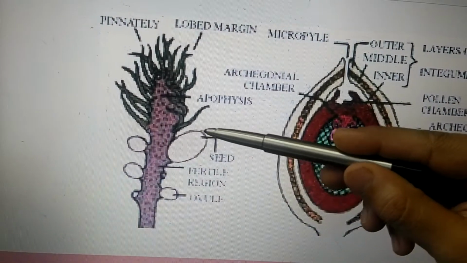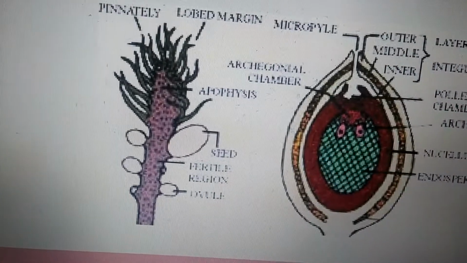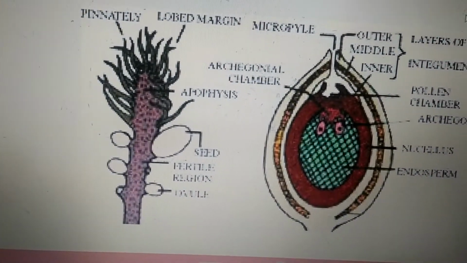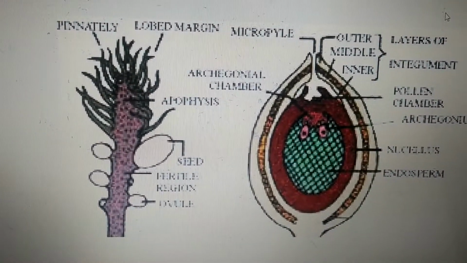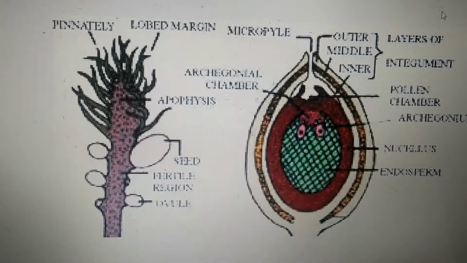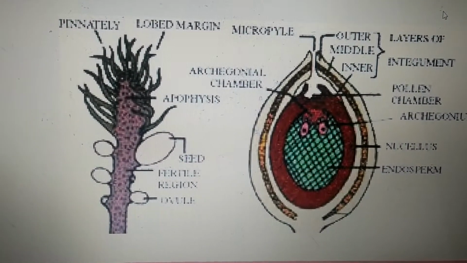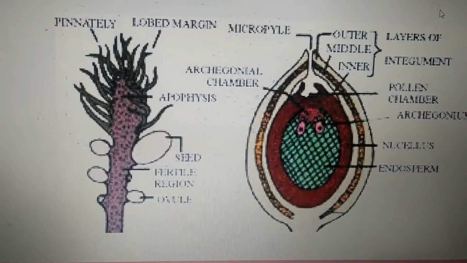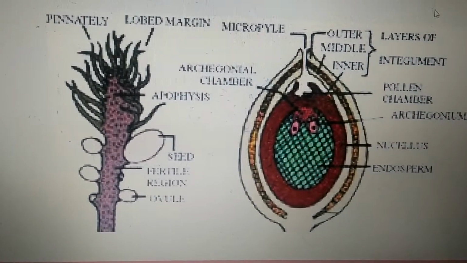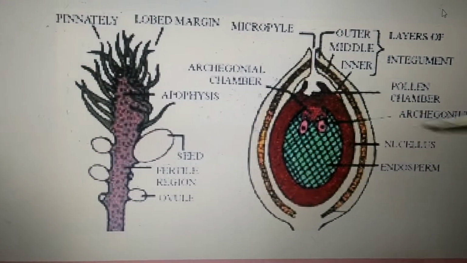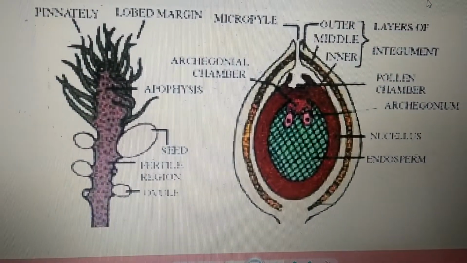Now the ovules here are sessile, in the sense that this ovule is directly attached to the megasporophyll. There is no stalk. The ovule of Cycas is the largest in the entire plant kingdom, just as the male cone we saw is the largest male cone in the entire plant kingdom. This ovule is about 6 cm in height and 4 cm in width, and can be seen by the naked eye.